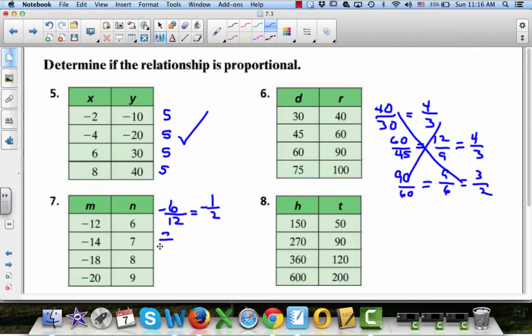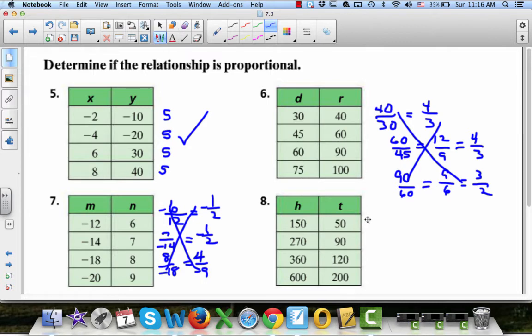7 over negative 14 gives us negative 1/2. 8 over negative 18 gives us 4 over negative 9. And we can't reduce it anymore. So this one is not proportional because 1/2 and 4/9 are not the same thing.